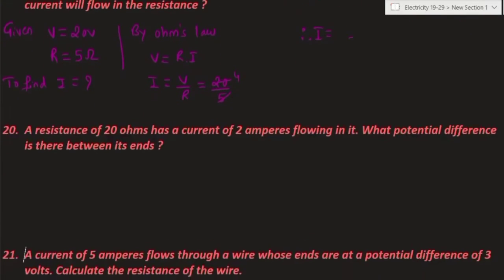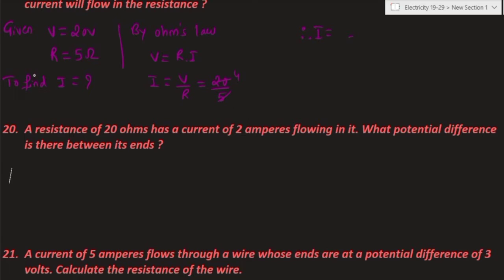A resistance of 20 ohms, R is equal to 20 ohms is given in the problem, has a current of 2 ampere. I is equal to 2 amperes in it. What potential difference is there? To find the potential difference, V is equal to question mark.